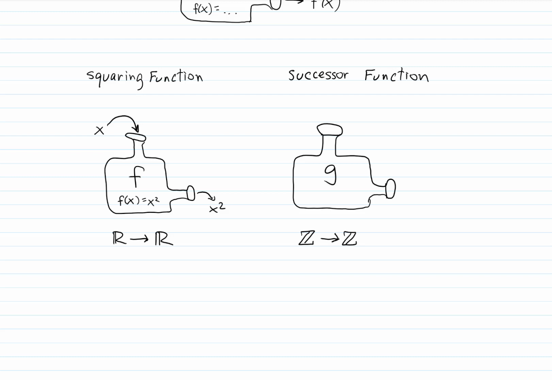And the formula for that is g of n equals what's called the successor of n, which just means the next integer. That's just n plus 1. So you put in a number, n, and you get out the next number.